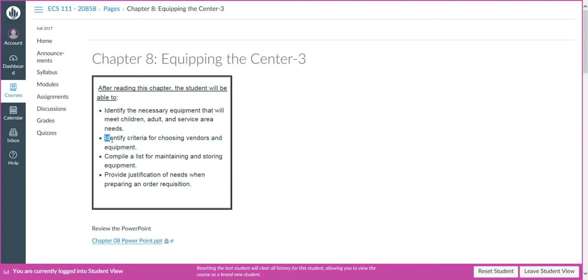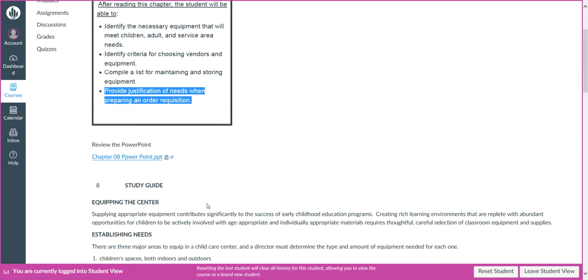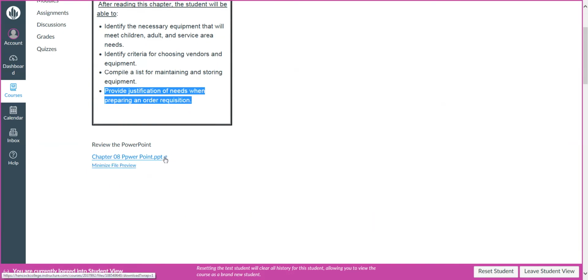Also identifying the criteria for choosing vendors and equipment. There are lots of people that sell lots of things, but you want to make sure you're buying quality stuff that's also going to last. Also compiling a list for maintaining and storing equipment, and then providing justification of needs when preparing an order requisition. So here's our PowerPoint for chapter 8.